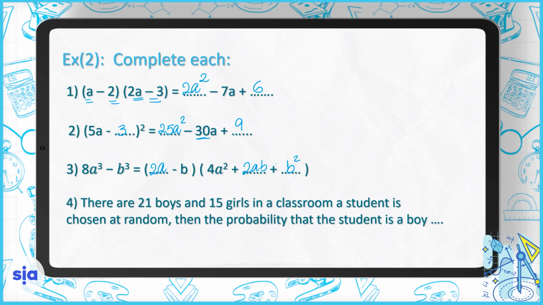Question 4 says, if we have 21 boys and 15 girls in a classroom, and a student is chosen at random, then the probability that this student is a boy is what? The probability is all the boys divided by all the people in class. So the probability of having a boy is 21 over the total, which is 36 students. If you simplify this, it will be 7/12.